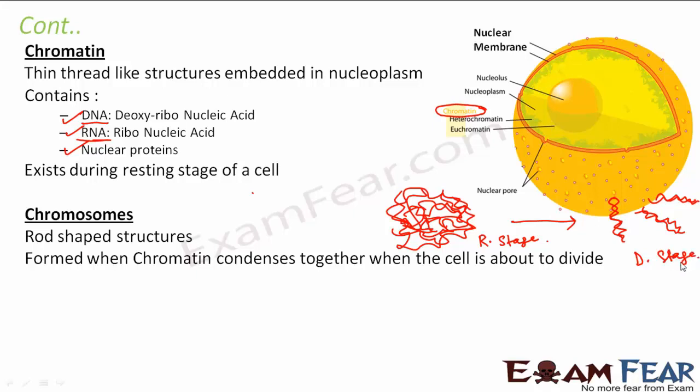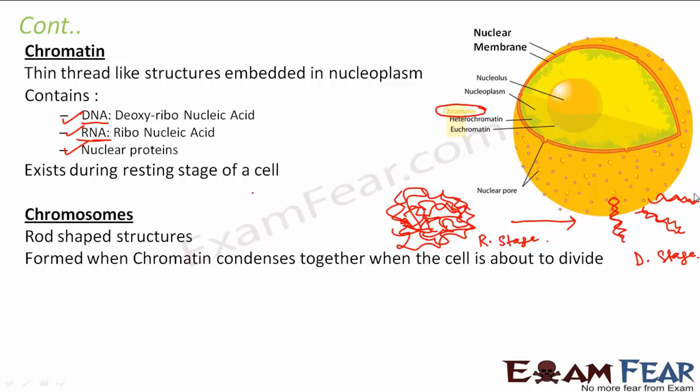So the chromatin, which are all thin thread-like structures arranged haphazardly, arrange themselves in pairs and are known as chromosomes during the dividing stage. That means when the cell has plans to divide. So we do not see chromosomes in a cell which is in the resting stage. We can see chromosomes only in the dividing stage, that means only when the cell is about to divide.